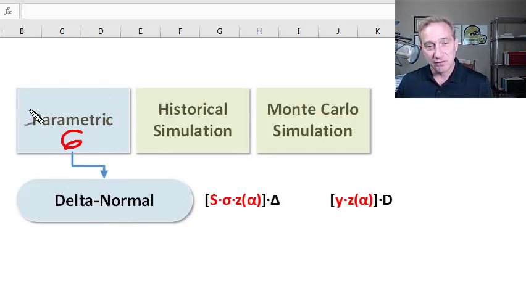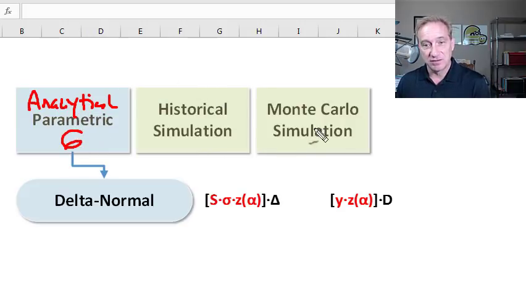So parametric is also safely called analytical, so that we can distinguish here between analytical or parametric approaches to VaR as opposed to simulation-based approaches to VaR, of which there are primarily two, or three big buckets. Delta normal is so common that it is oftentimes confused for the analytical or parametric approach to VaR. However, it's not. There are many other types of approaches.